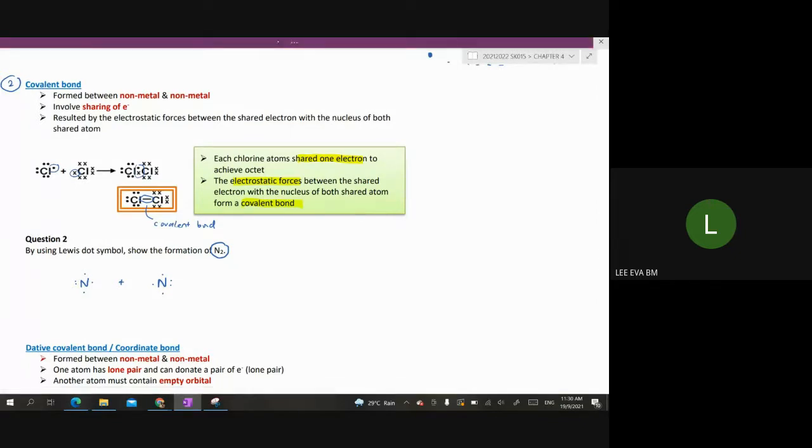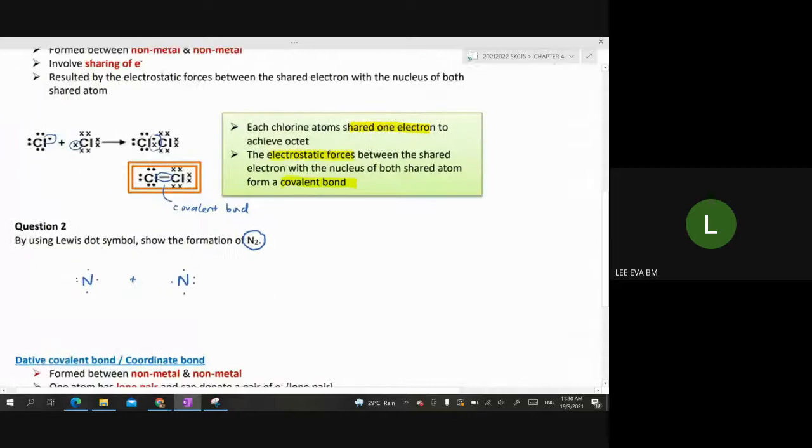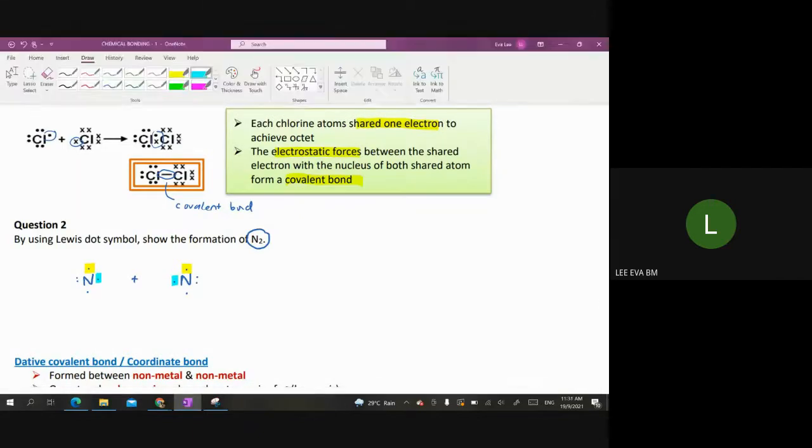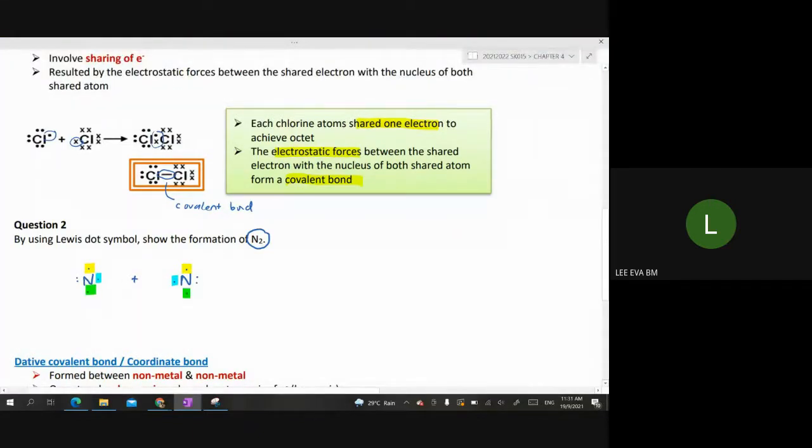So you can see over here, if I'm using the colors, one of the electrons will pair up over here, then another one pairs up, and then one more will pair up. In your writing, you don't have to color it. You just write as usual and show the final product. So in this case, I will form a triple bond between two nitrogen atoms, and each of them has one lone pair.